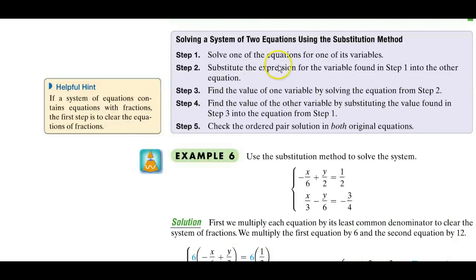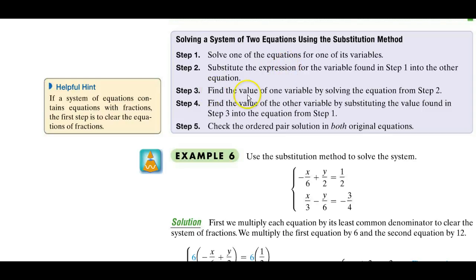Now they're giving us a little summary here of how to do substitution. You have your two equations. You want to solve one of the equations for one of the variables, for either x by itself or y by itself. Then you take that value, put that in the other equation for the letter. If you solve for x, you're going to put that y value there. If you solve for y, you're going to put that x value there. And we'll see that here shortly.